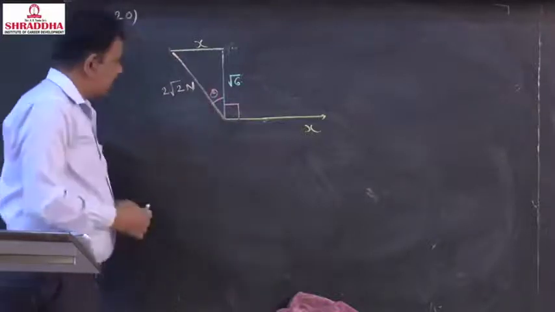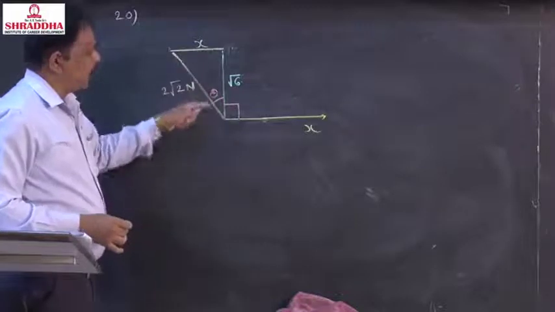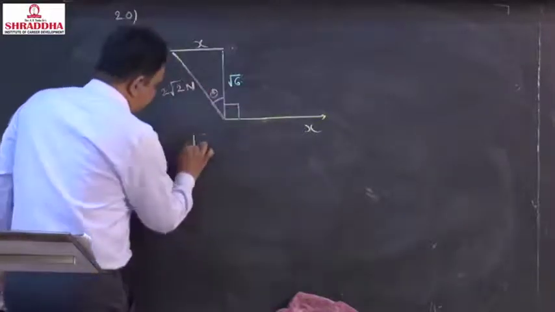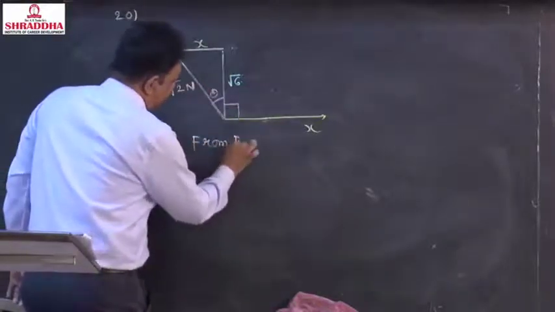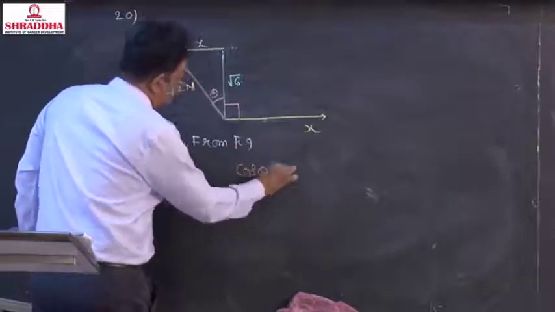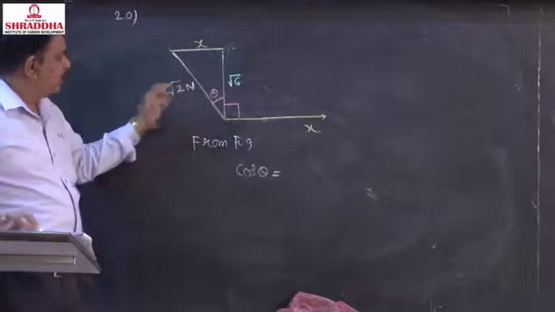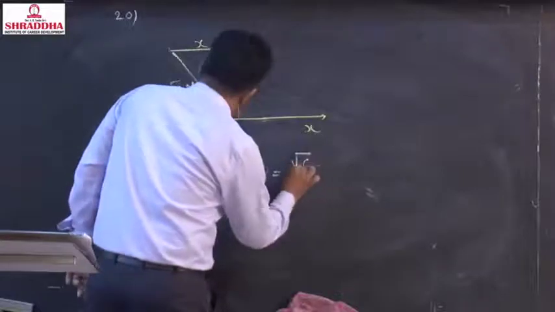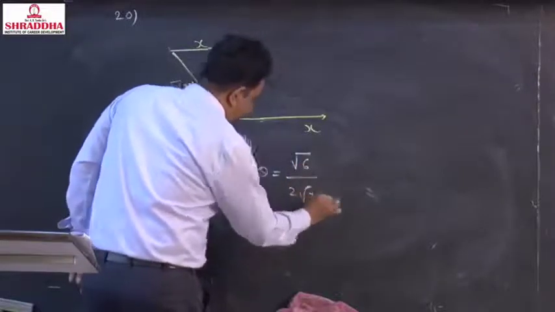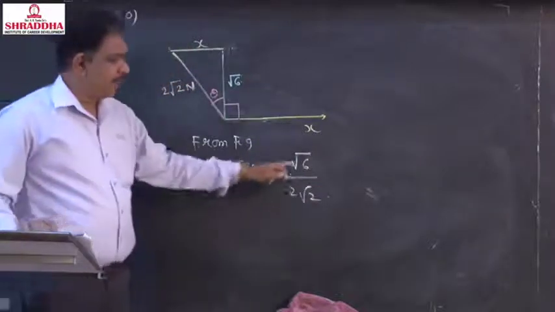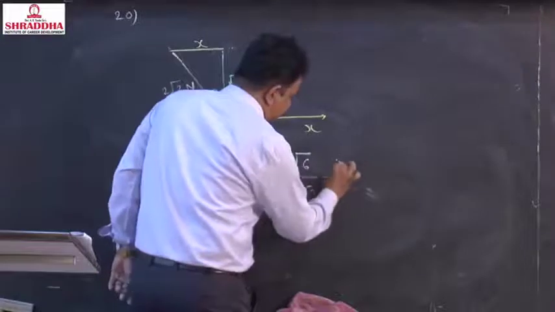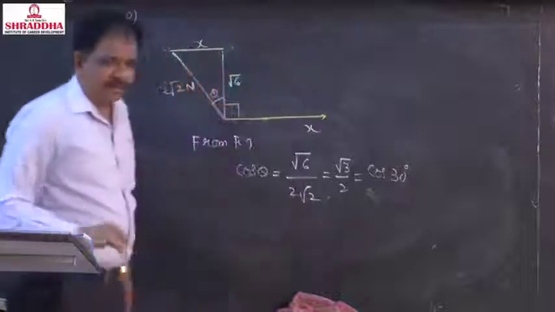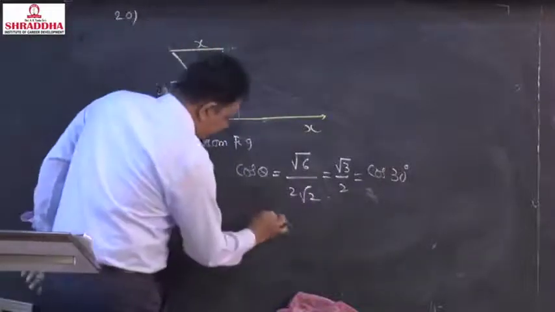Then simple, na? Calculate. Here one triangle is formed. In this triangle, I am writing the cos theta value. Cos theta is equal to adjacent side by hypotenuse. Adjacent side will be root 6 by this value 2 root 2. So root 2 cancels, root 6 by root 2 gives root 3. This will be root 3 by 2. This is 30 degrees. Theta value will be 30 degrees.